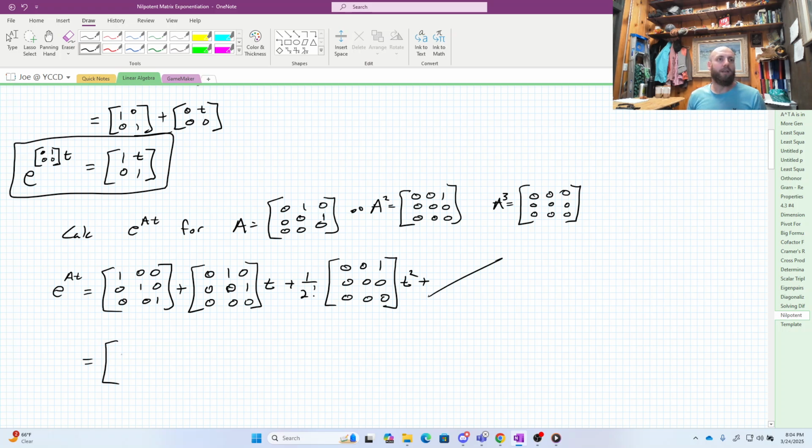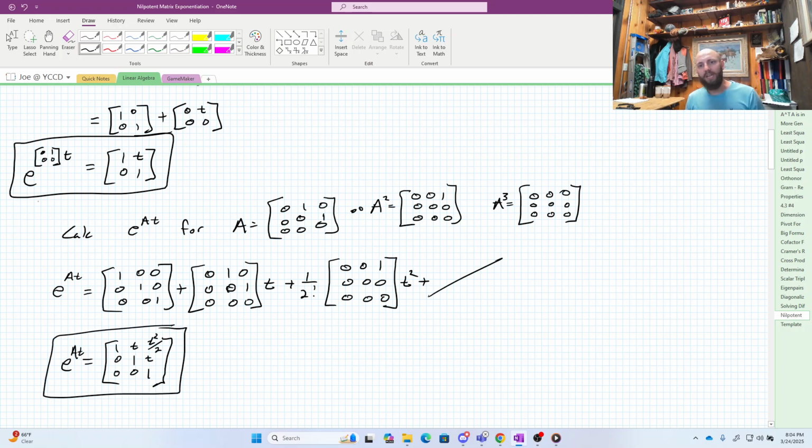So I'm going to get, let's see, I've got zeros in the bottom left. I've got ones down the diagonal. I've got t's on the super diagonal. And I've got a t squared over 2 in that top right corner. And that's it.